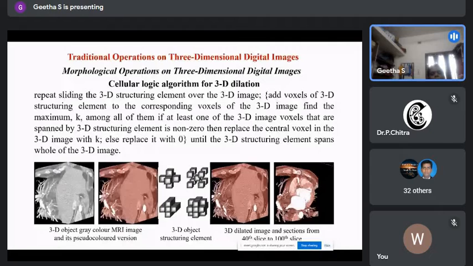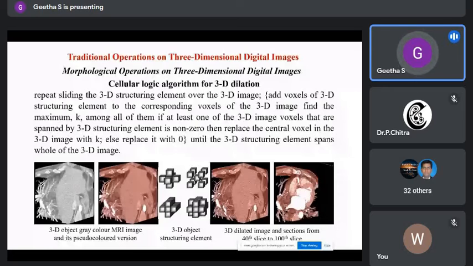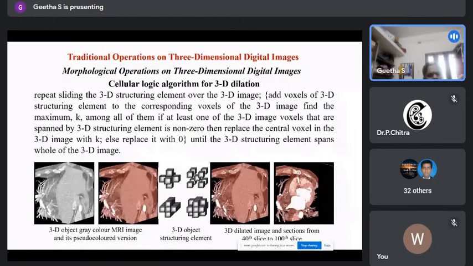Slide the 3D structuring element over the 3D image. It is one of the most important formulas for 3D. Add the voxels of the 3D structuring element to the corresponding voxels of the 3D image. Find the maximum K among all of them. If at least one of the 3D image voxels spanned by the 3D structuring element is non-zero, then replace the central voxel in the 3D image with K. Otherwise replace it with 0, until the 3D structuring element spans the whole 3D image.